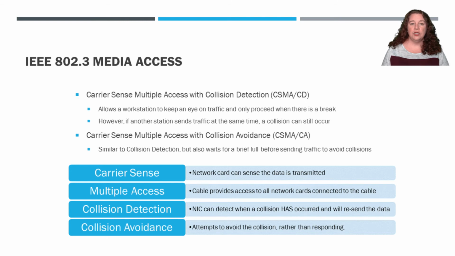At this point, we have two options: collision detection or collision avoidance. With collision detection, CD, the NIC can actually detect if a collision has occurred. So we threw some data out on the media and it bumped into something and caused problems, so that data never got where it was supposed to go. It knows that the accident occurred and it will go ahead and resend the data. That's detection. Avoidance is where the NIC is actually going to look at the traffic to try to avoid a collision in the first place. It doesn't respond to a collision when it occurs. It simply tries to avoid the collision in the first place.